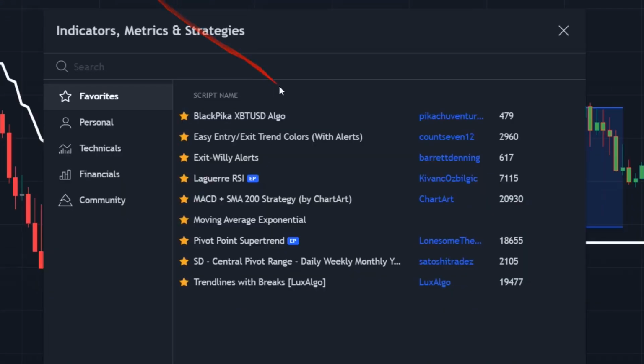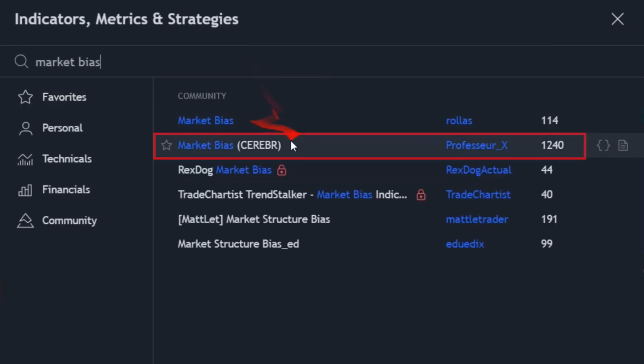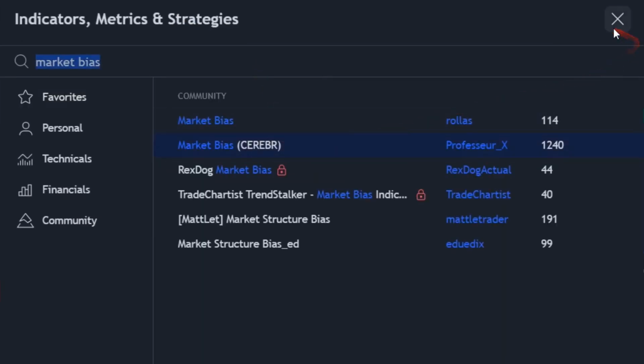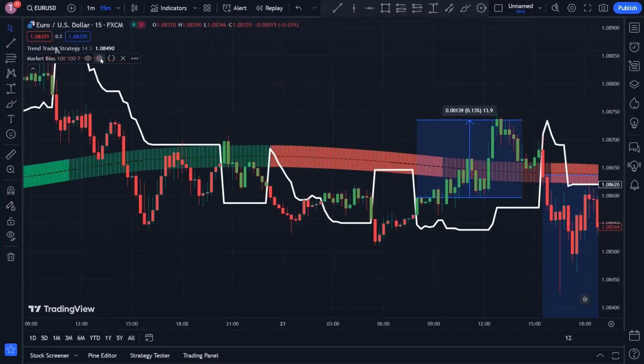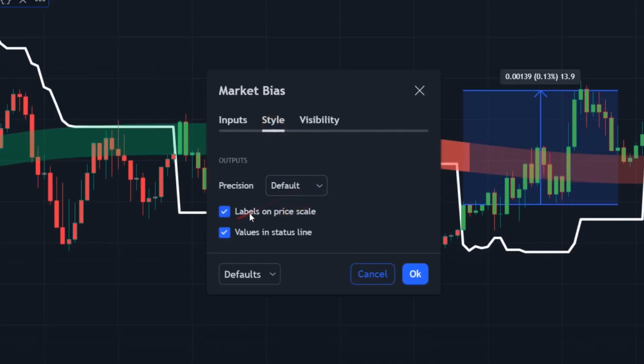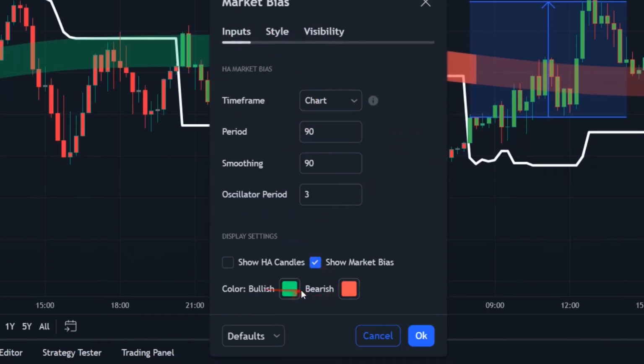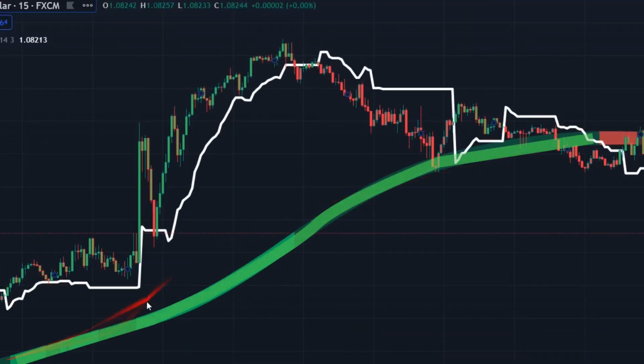So go to the indicator tab again and search for market bias. Find it and click on it to add it to the chart. Go to the settings of this indicator and make the necessary changes, just like I did. Always make sure to make these changes correctly. As you can see, this indicator also consists of a main line that helps us pay attention to our entry into trades and increase our win rate.